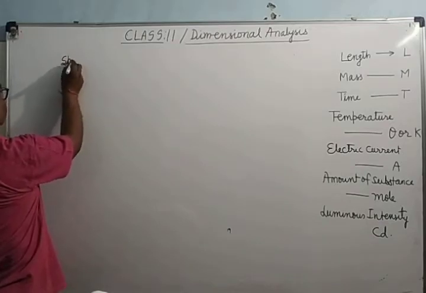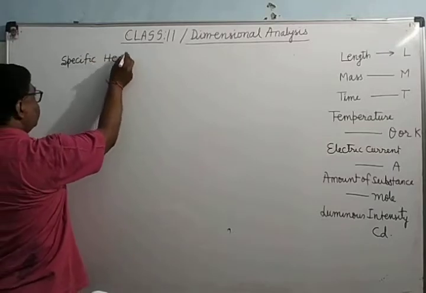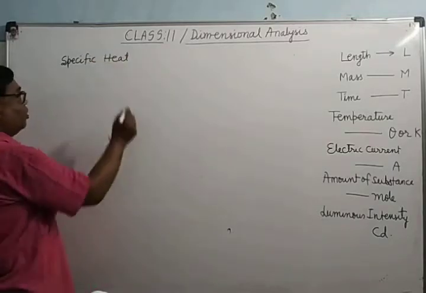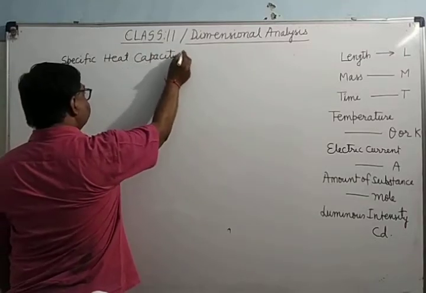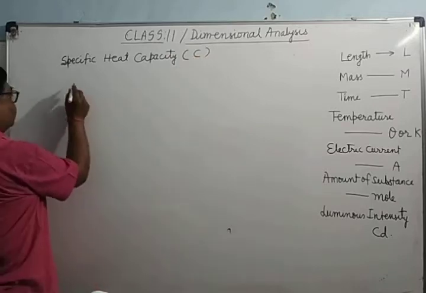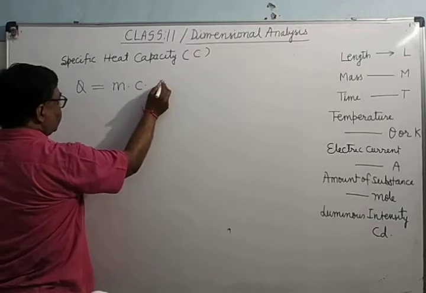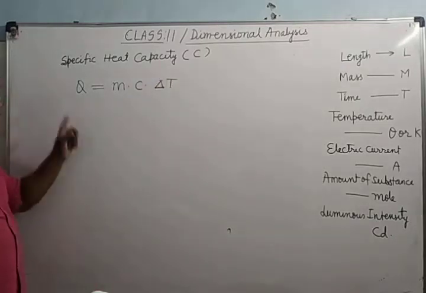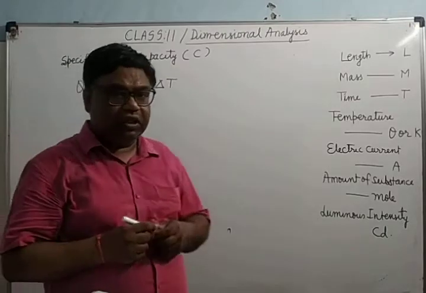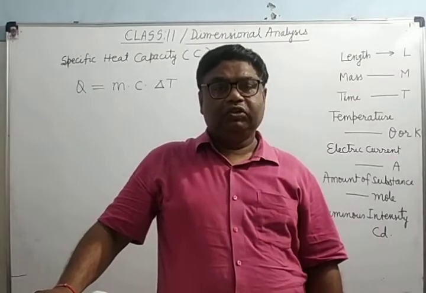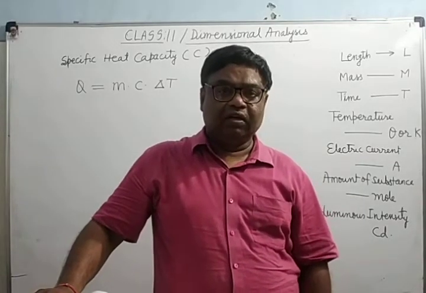Specific heat capacity. This you have studied in class 10th in calorimetry. What is its symbol? Its symbol is C. What is its formula? Q equals M into C into delta T. Q is what? It is the heat energy. As we know that all forms of energy have the same unit, that is joule. Joule is also the unit of work.